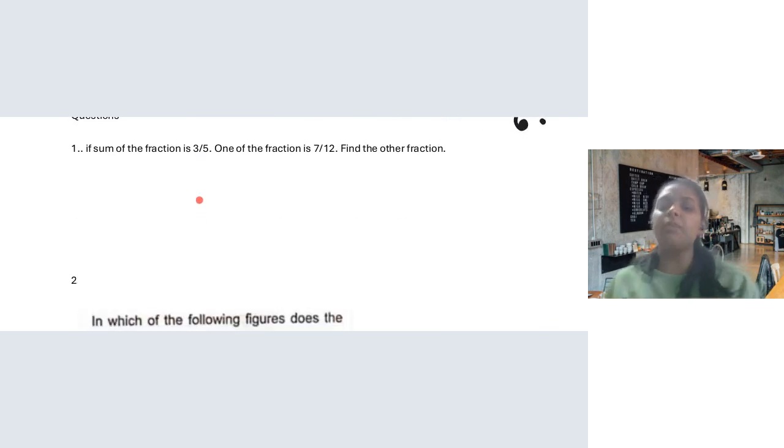Okay, now let's try a few of the questions, okay? It says if the sum of two fractions is 3 by 5, and one of the fractions is 7 by 12, find the other fraction. What will you do? Ma'am, we can do it by finding the LCM. Okay, first tell me what is given. Ma'am, it is saying that the sum of two fractions is 3 upon 5 and one of the fractions is 7 upon 12. We need to find the other fraction. Ma'am, can I do rough work? Yeah, yeah.